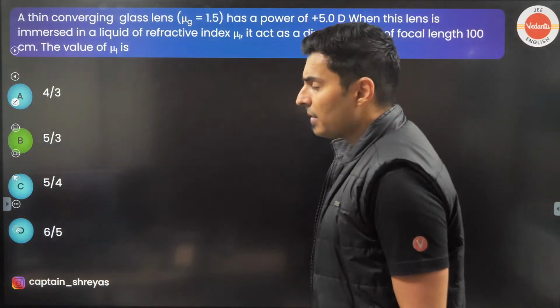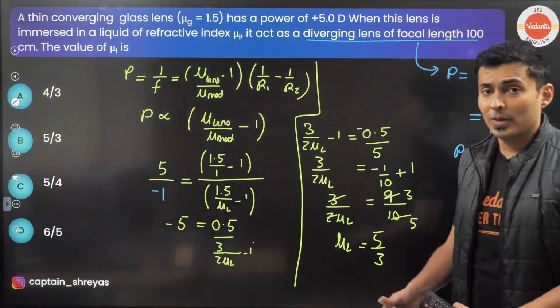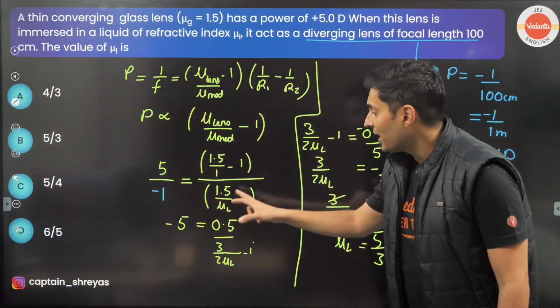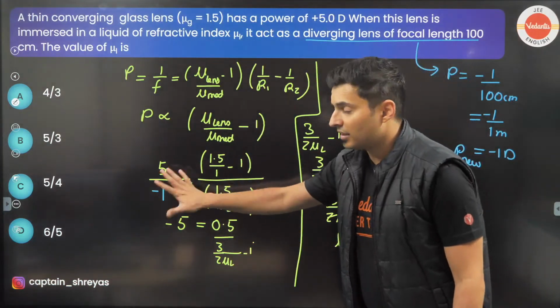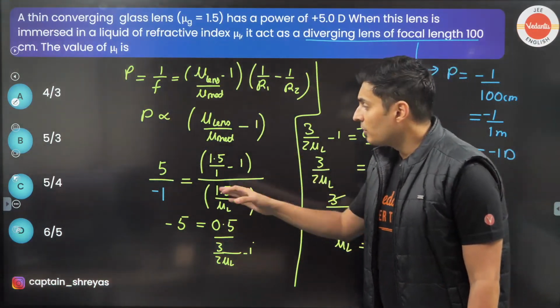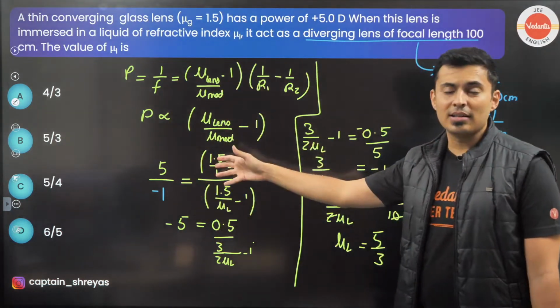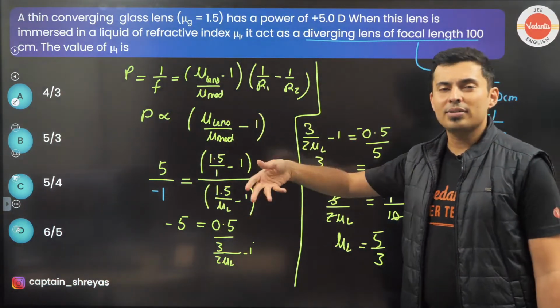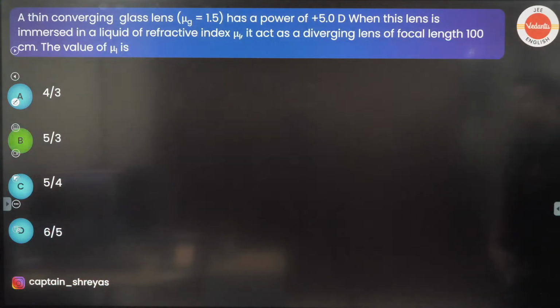Cool, guys. Very, very beautiful question. These kind of questions are very common. Sometimes they give you the refractive index of the medium and they ask you what is the new power. Sometimes they give you refractive index and the power, they ask you what is the refractive index of the lens. So all sorts of variations can happen.